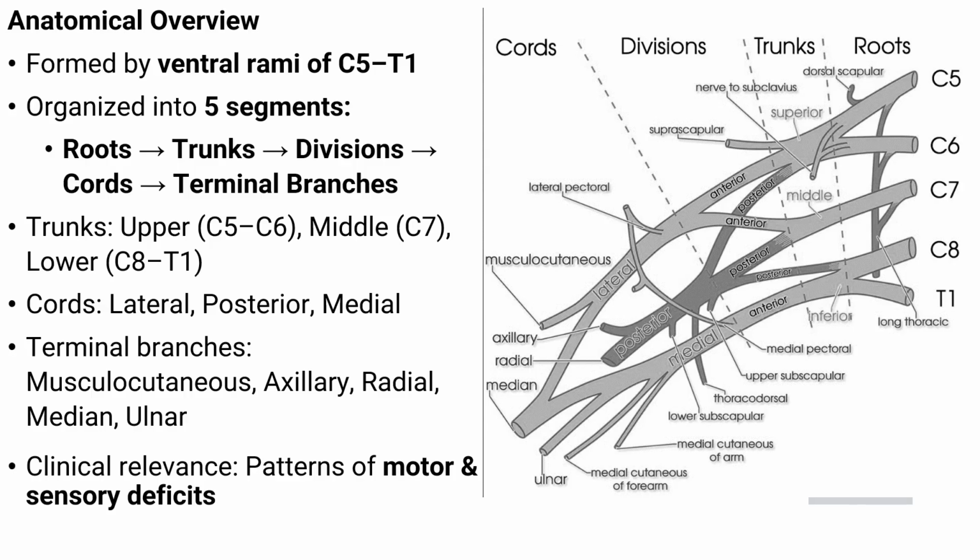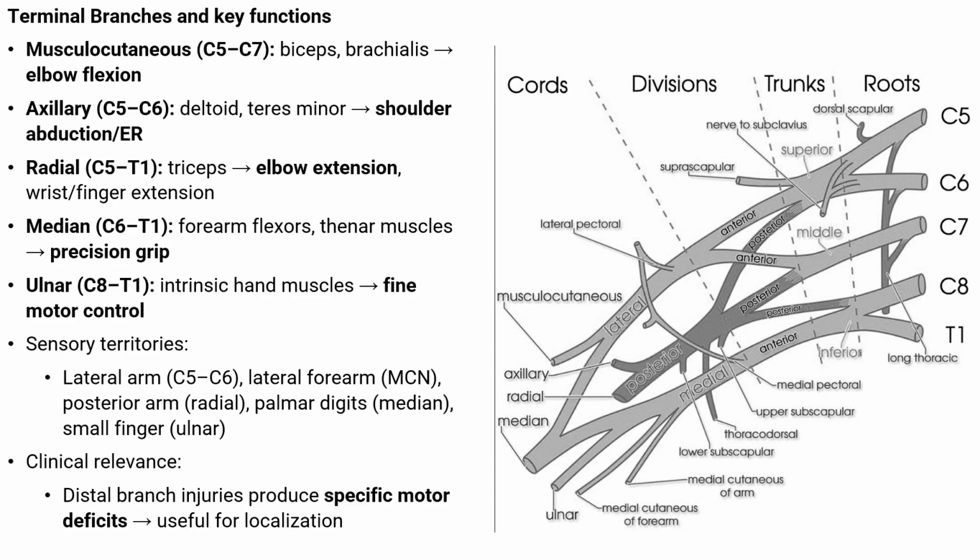Some important branches also come off along the way, like the suprascapular, dorsal scapular, and pectoral nerves, supplying key shoulder and chest muscles. The brachial plexus ends in 5 key nerves, each controlling specific movements and sensations. The musculocutaneous nerve flexes the elbow, the axillary nerve lifts and rotates the shoulder, and the radial nerve extends the elbow, wrist, and fingers. The median nerve enables thumb and finger flexion for precision grips, while the ulnar nerve powers fine movements of the hand's small muscles.